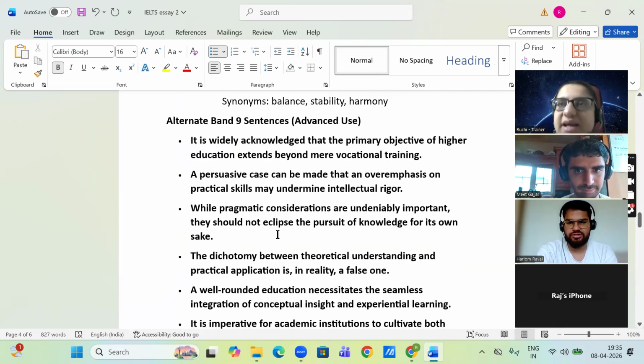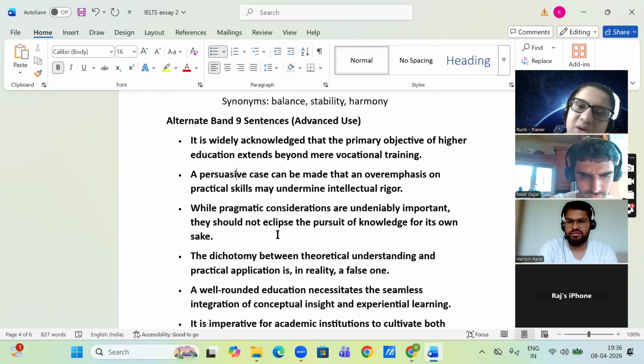It is widely acknowledged that the primary objective of higher education extends beyond mere vocational training. Write down 2 words. First word is mere, M-E-R-E. Second word is vocational.